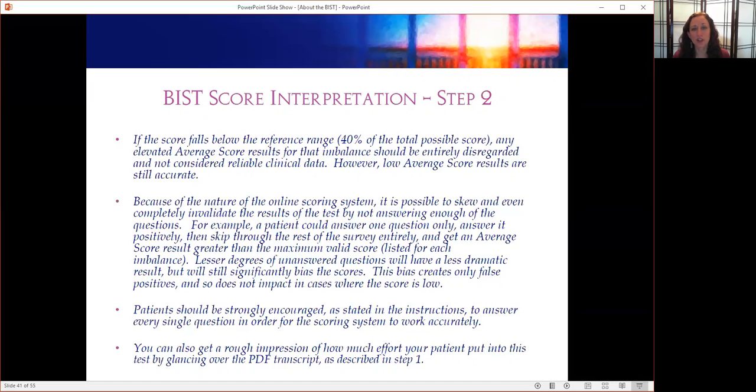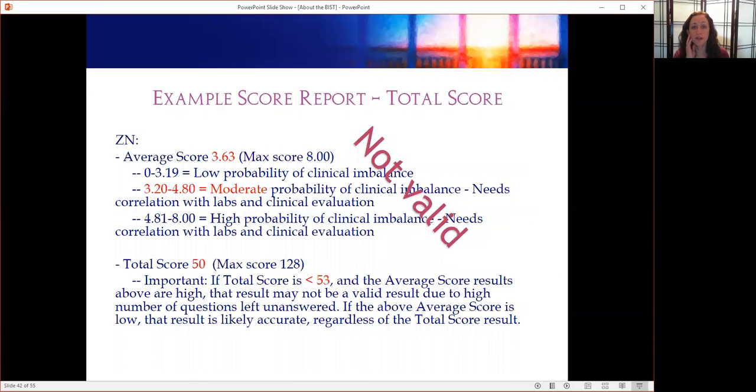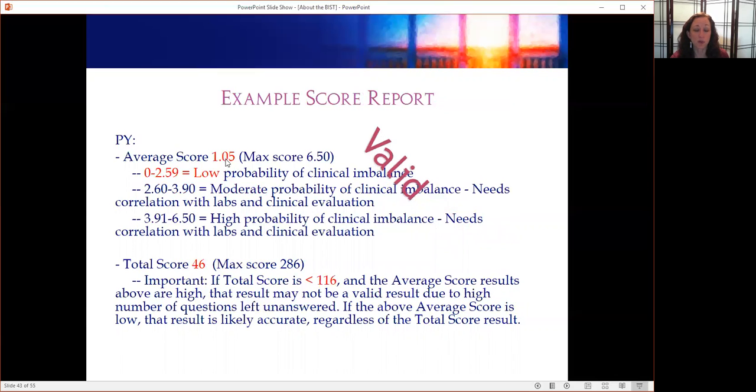You can also get a rough impression of how much effort your patient put forward just by checking the PDF that you received. So here's an example score report. So let's say here's a ZIG score. Average score is a 3.63, which, as you can see, falls squarely in the moderate disorder range. However, our total score is only a 50. And if our total is less than 53, the average score results are not valid. So this one should just be ignored. It's not useful information. However, here's a PIRO result. It's 1.05, and it was low. And the total score is also below the 116 cutoff, but because it's low, we're considering this a valid result, and they probably do not have symptoms of pyroluria based on this.